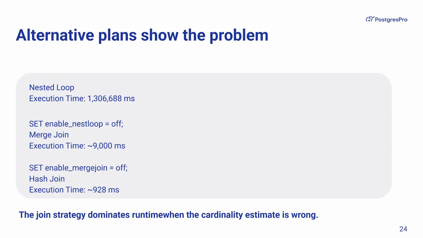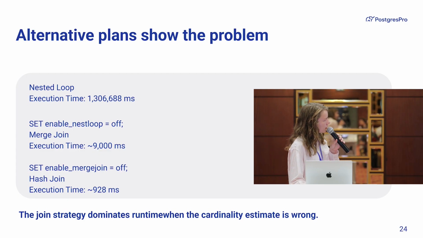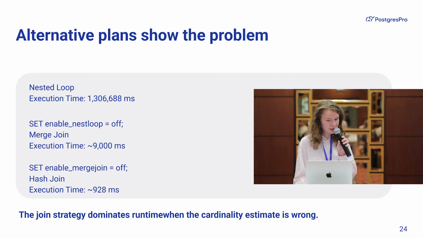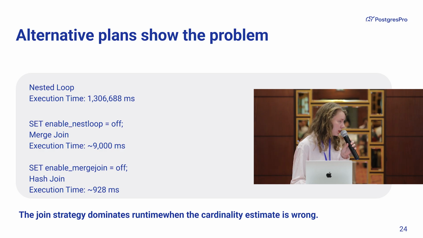To check that the problem was actually in the join strategy, we can just compare alternative plans for the same query. The basic query was with nested loop, and it was executed in more than 1 million milliseconds. If we disable nested loop, then the planner chooses merge join, and this time the query becomes much faster. And if we also disable merge join, then the planner, of course, chooses hash join, and we can see that the time drops even more.